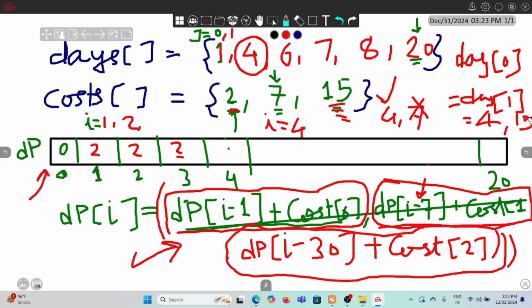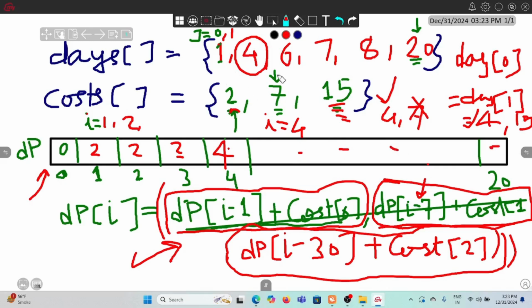15 is also greater, so we will pick only the 4 here. So we will put here 4, and in the same way we are going to do the rest, right? At the end we would have filled all these values in this way, and we would be returning these values.